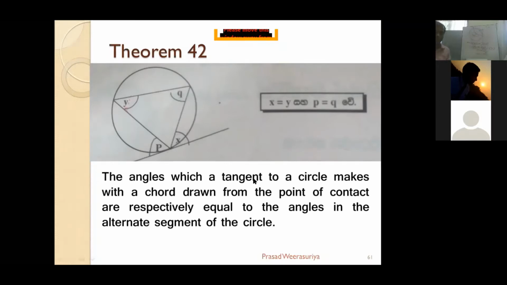The angles which a tangent to a circle makes with a chord drawn from the point of contact are respectively equal to the angles in the alternate segment of the circle.